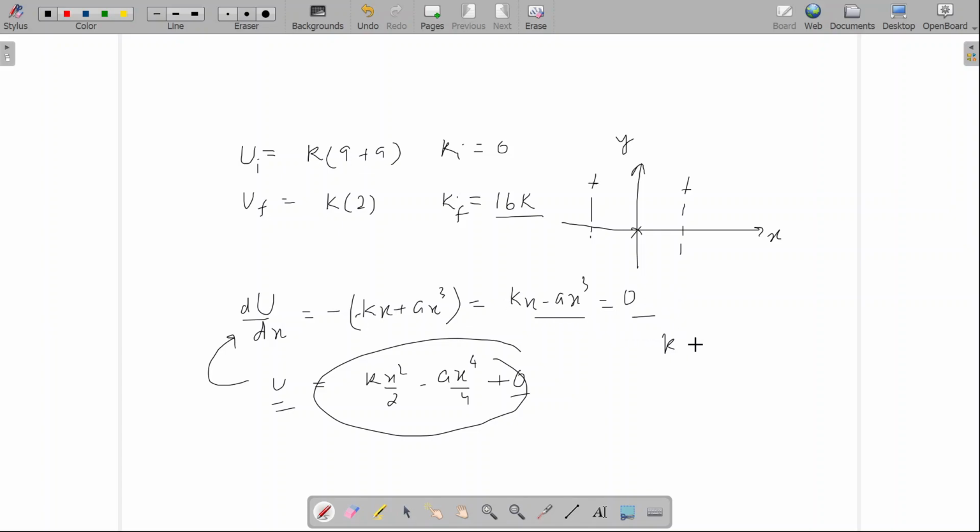These values would be k equal to ax square, so x would be plus or minus square root of k by a. If you put this value somewhere here, it would yield some positive value. These values are the values of potential energy on the y-axis.